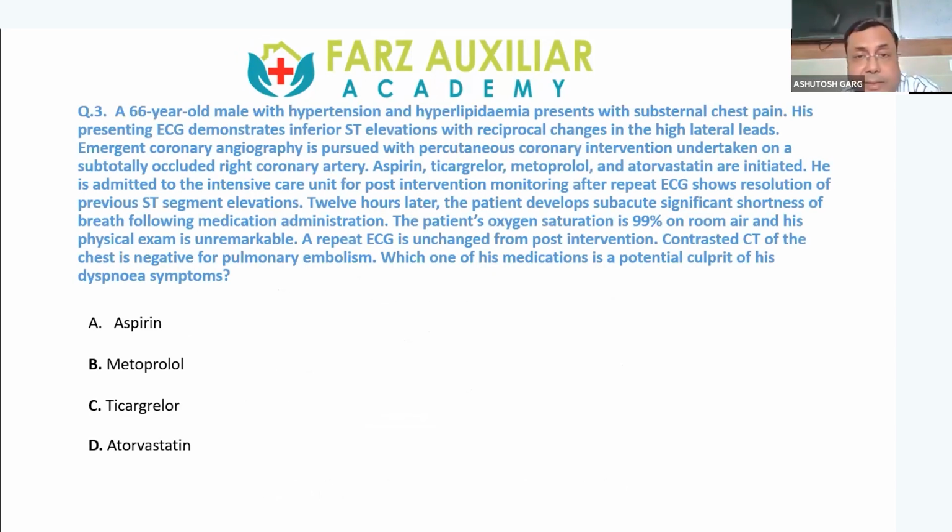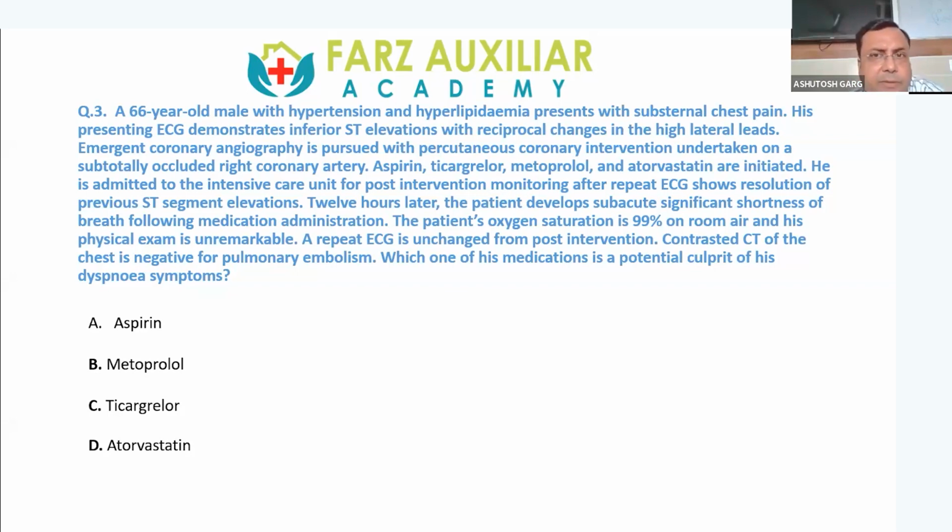So you should read this topic in detail, acute aortic dissection. Then, a 66-year-old male with hypertension and hyperlipidemia presents with substernal chest pain, and ECG is showing inferior ST elevation with reciprocal changes in high lateral leads. So whenever there is ST elevation, 3 things come to your mind. One is benign early repolarization, another is myocardial infarction, and the third one is acute pericarditis.